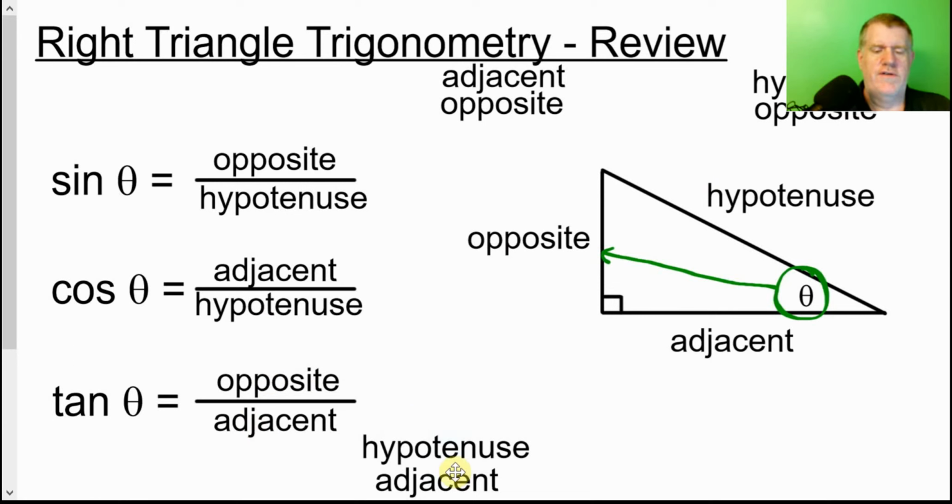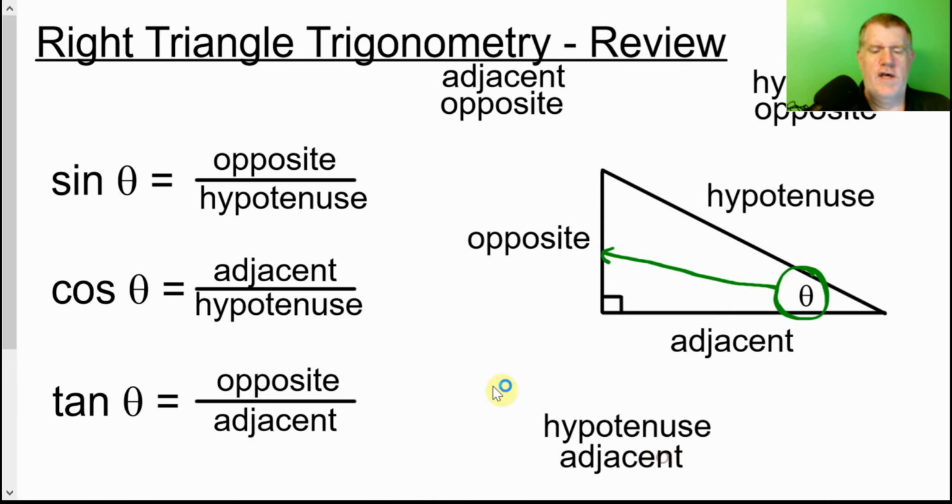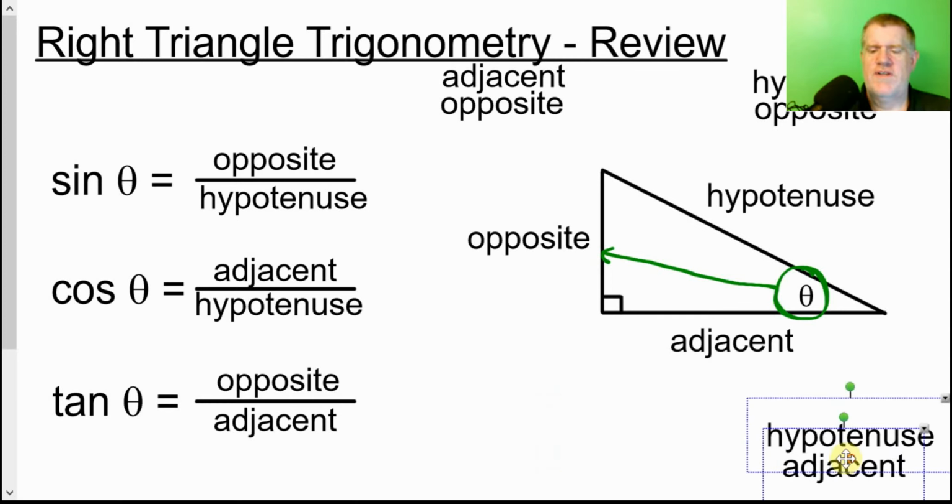So what about all these? Well, these also have names. Notice how hypotenuse over adjacent is just the reciprocal of this, just flipped over. Well, this is called secant. It has a name. We're not going to worry about that name for right now.